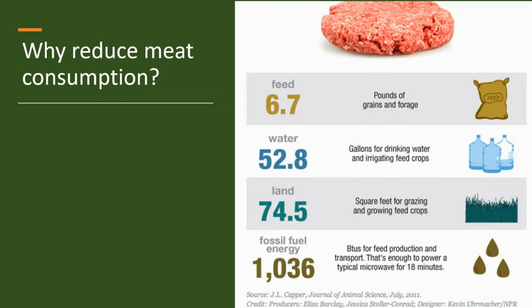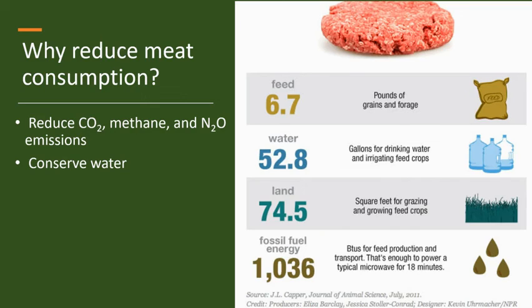So many reasons we should reduce meat consumption. It reduces carbon dioxide, methane, and nitrogen emissions. Right, methane, you might have heard of cow burps. Cows emit an incredible amount of methane, and it's a really strong greenhouse gas. Right, we saw how much water, obviously beef, but then also chicken and pigs also use a lot of water. And so if we eat less meat, we'll end up using less water.